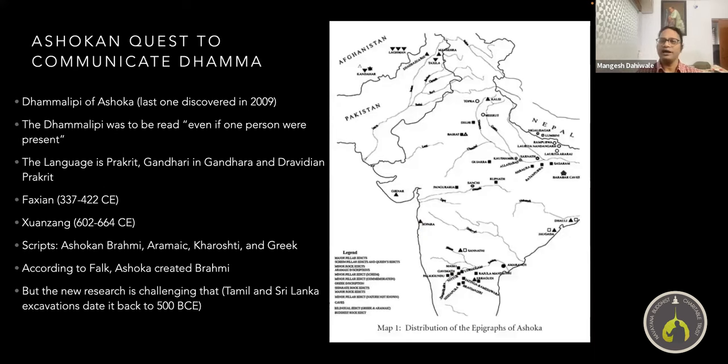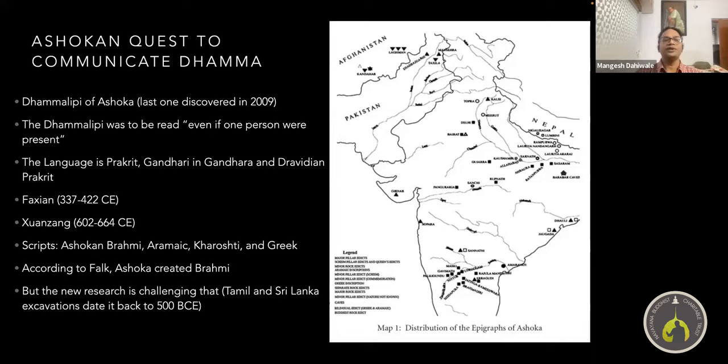So Ashoka had this deep desire to communicate the Dhamma. And he was one of the greatest communicators of the Dhamma and of the governance based on the Dhamma, for the welfare and the happiness of all. He was perhaps the first emperor in the world who declared that he is the father of all citizens, and he would try to look after them just like a father looks after his children.